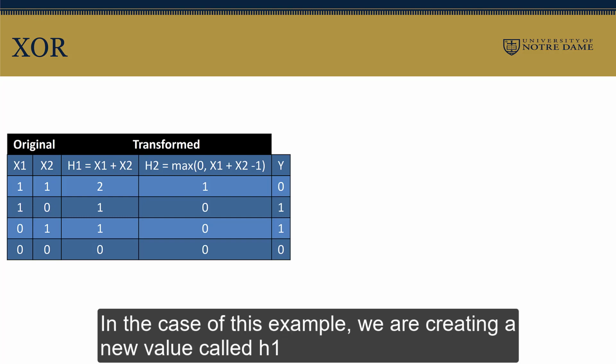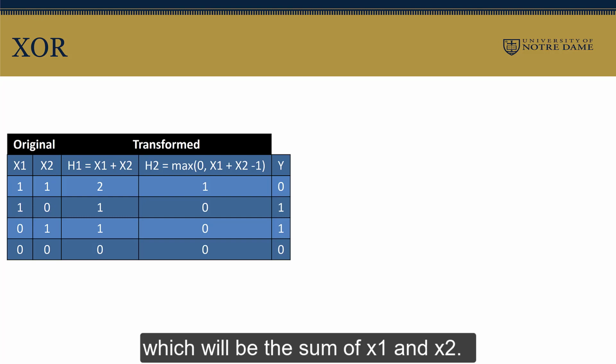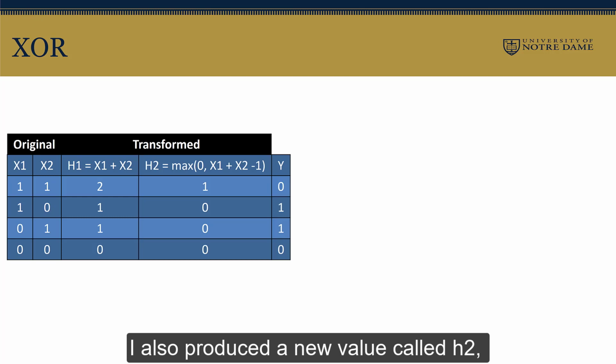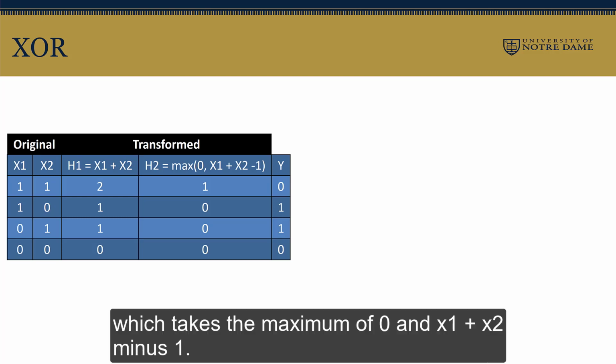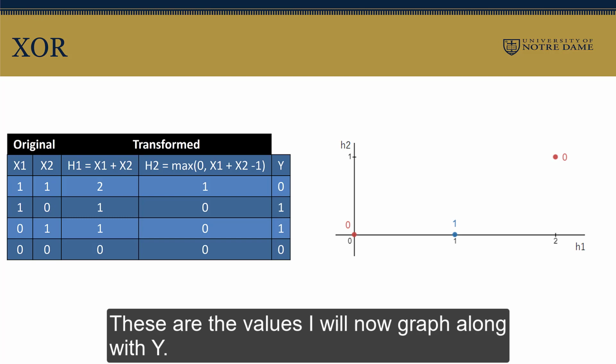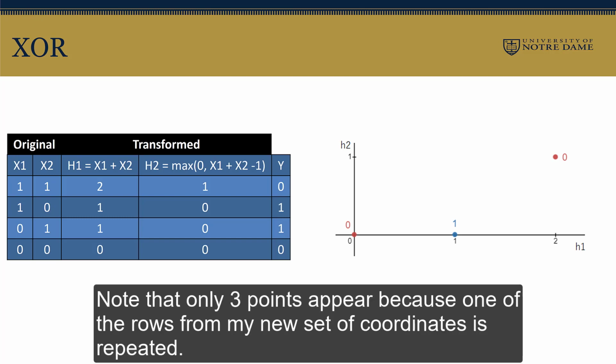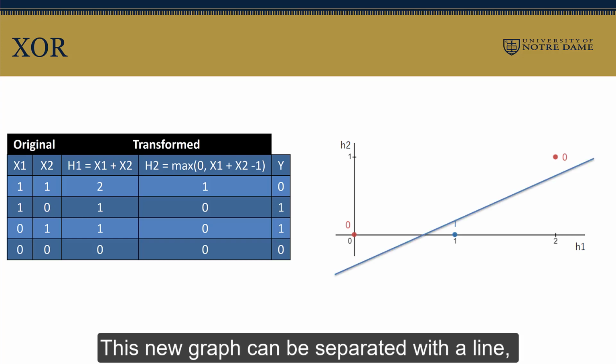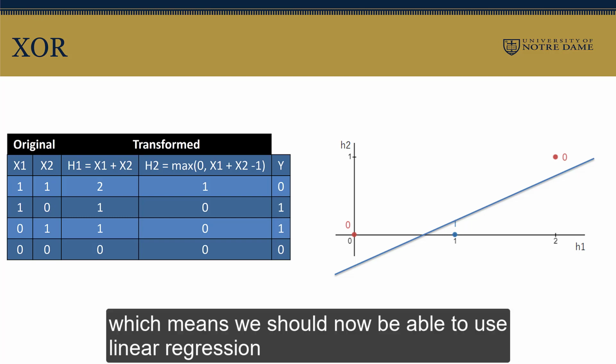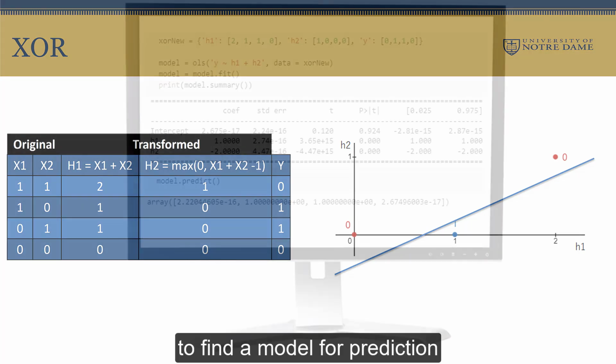In the case of this example, we're creating a new value called h1, which must be the sum of x1 and x2. I also produced a new value called h2, which takes on the maximum of 0 and x1 plus x2 minus 1. These are the values I will now graph along with y. Note that only 3 points appear because one of the rows from my new set of coordinates is repeated. This new graph can be separated with a single line, which means we should now be able to use linear regression to find a model prediction.